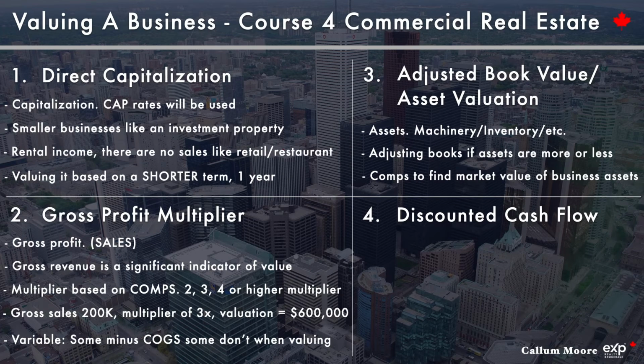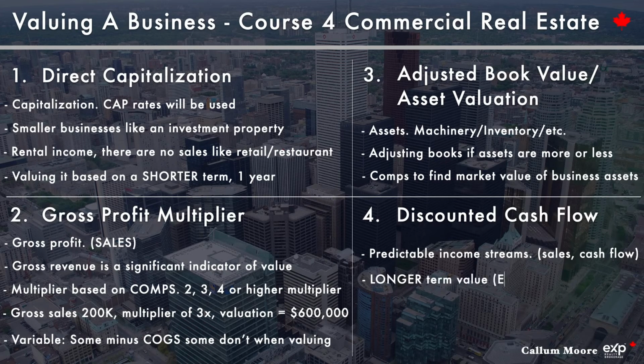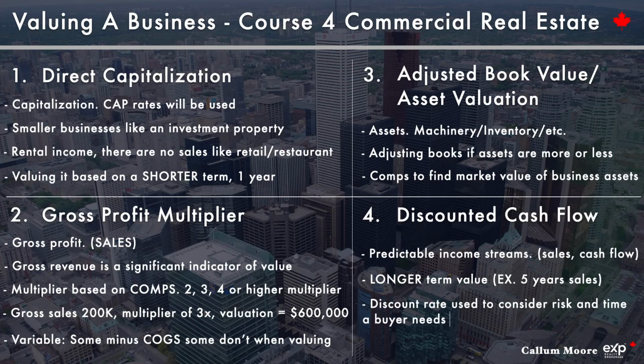Fourth and last, the discount cash flow method. Think predictable income streams, sales, cash flow, right? Like the name, longer term value into the future, as in 5 years of possible sales, and this one uses a discount rate. Again, just like the name of the method, and that discount rate is used to consider the risk and the time a buyer needs to recover their investment.